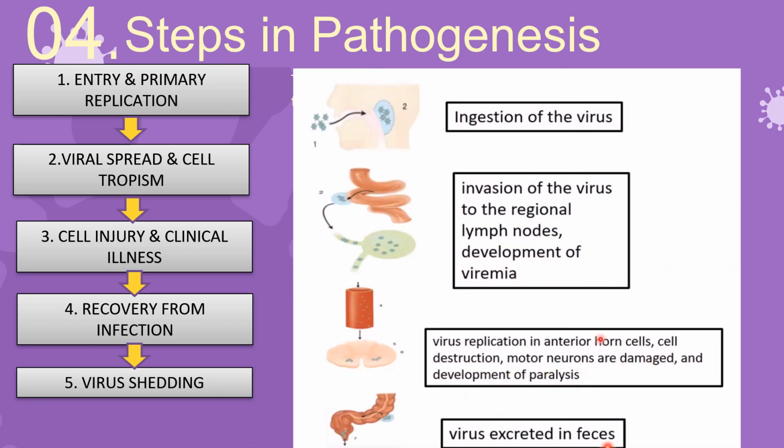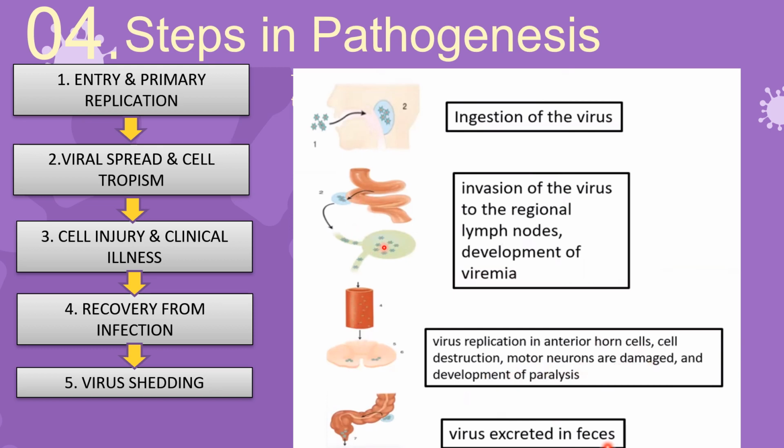So let's take, for example, the pathogenesis of poliovirus, okay? In order for us to understand these steps better, recall that poliovirus is acquired via the oral-fecal route. So it begins with the ingestion of the virus from contaminated water or food. Then the virus invades the regional lymph nodes and develops viremia, or the virus spreads to the different parts of the body through the bloodstream.